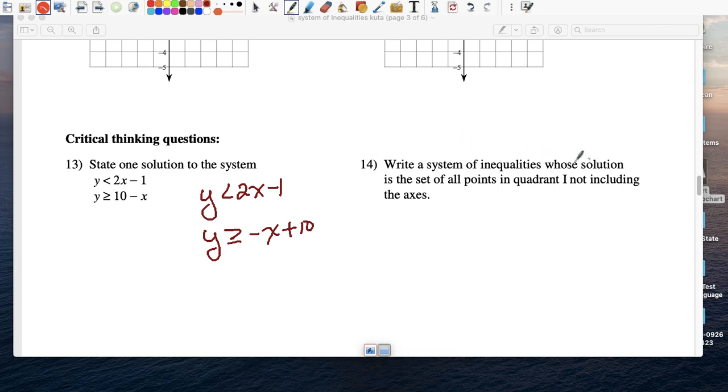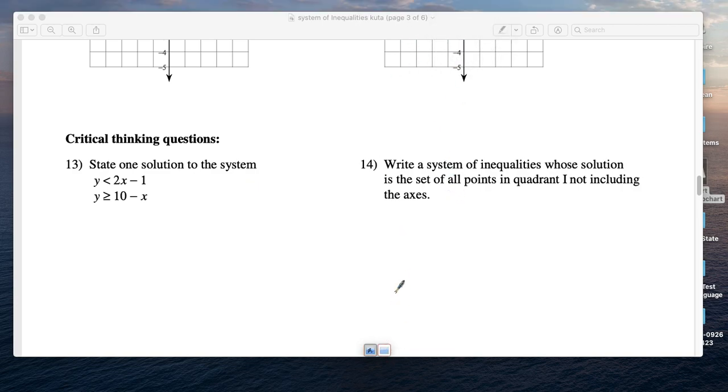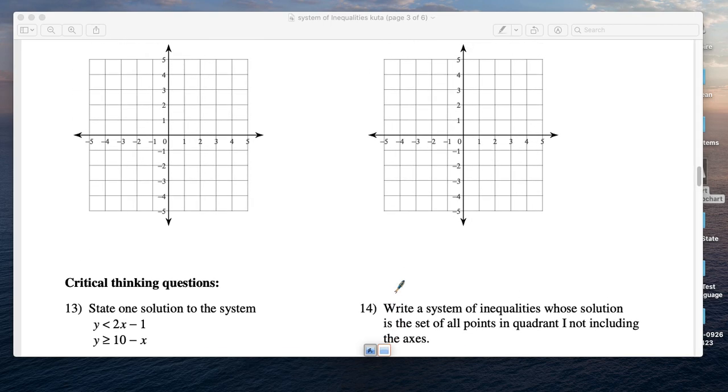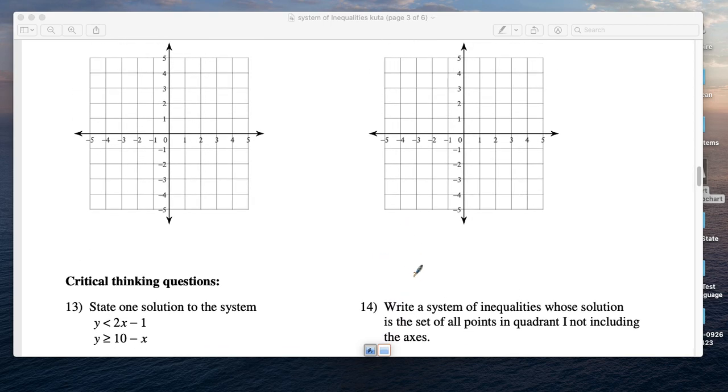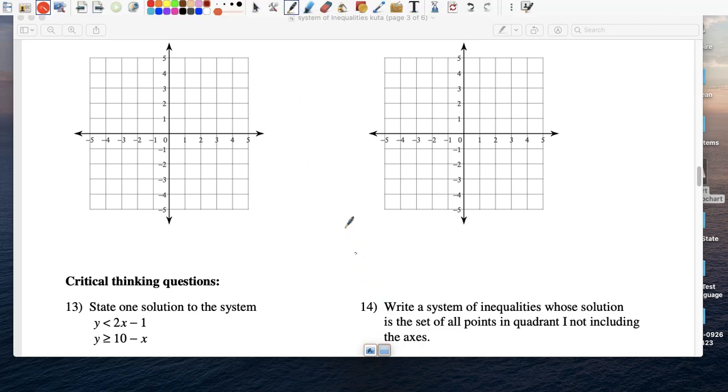Write a system of inequalities whose solution is the set of all points in quadrant 1, not including the axis. Ugh. Okay, so let me go back here. Think about what they're asking. They want not including the axis. So quadrant 1. The solution is every single point in here, except not including the axis. So this would be a dashed line. Dash, dash, dash. I'll continue.